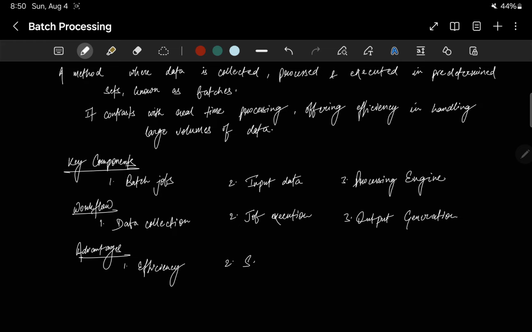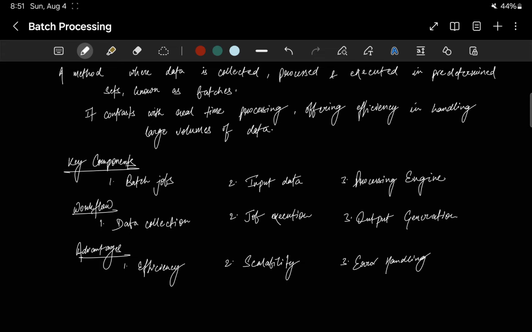Second advantage is scalability. The approach is scalable, making it well suited for processing vast data sets without significant performance degradation. And next comes error handling. Batch processing provides robust error handling capabilities, allowing for systematic identification and resolution.